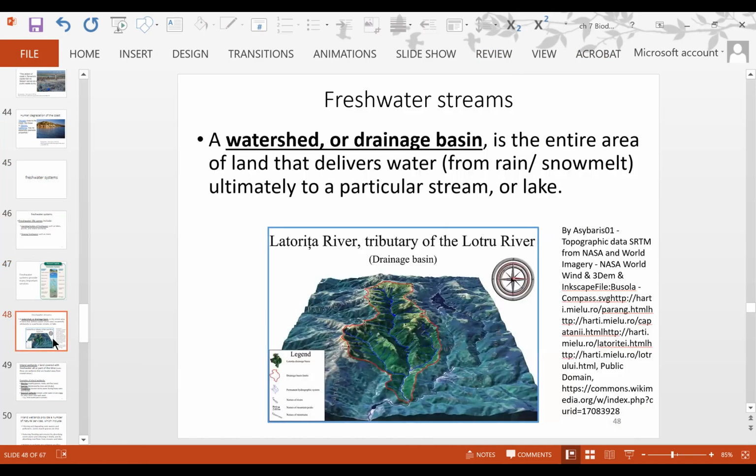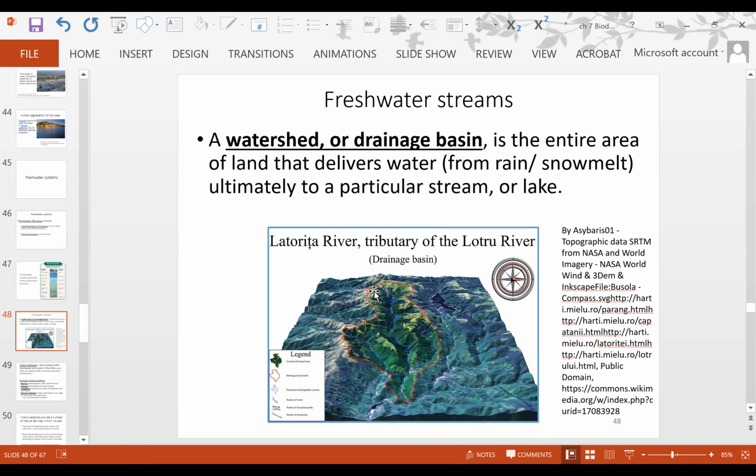So a watershed or a drainage basin is all of the area of land where all of the water that hits that land through precipitation, or all of the groundwater, ultimately reaches a particular stream or a particular lake.